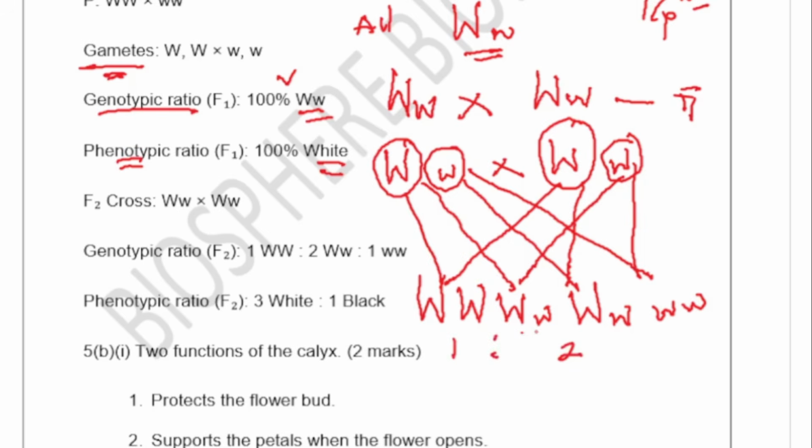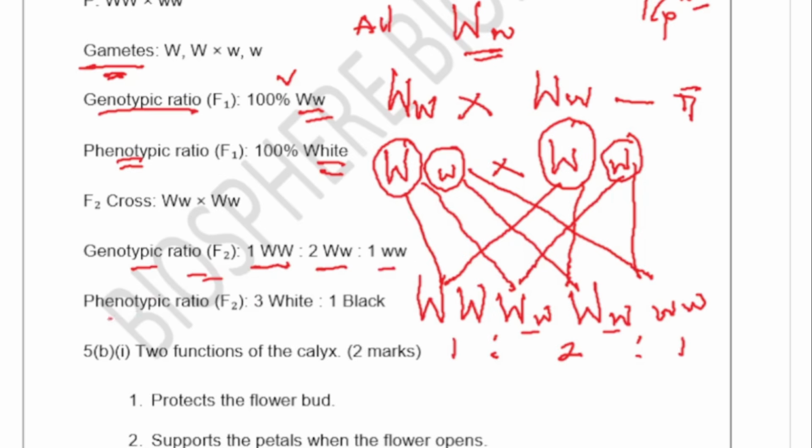1:2. Where is it 2? 1 and 2. These 2 were capital and small, okay, and then it's to 1. This one is small. So I'm going to have capital small and small. So that's why in the F2 generation, I'm going to have my genotypic ratio to be 1 capital W, 2 capital W, 1 small w, and 1 small w.